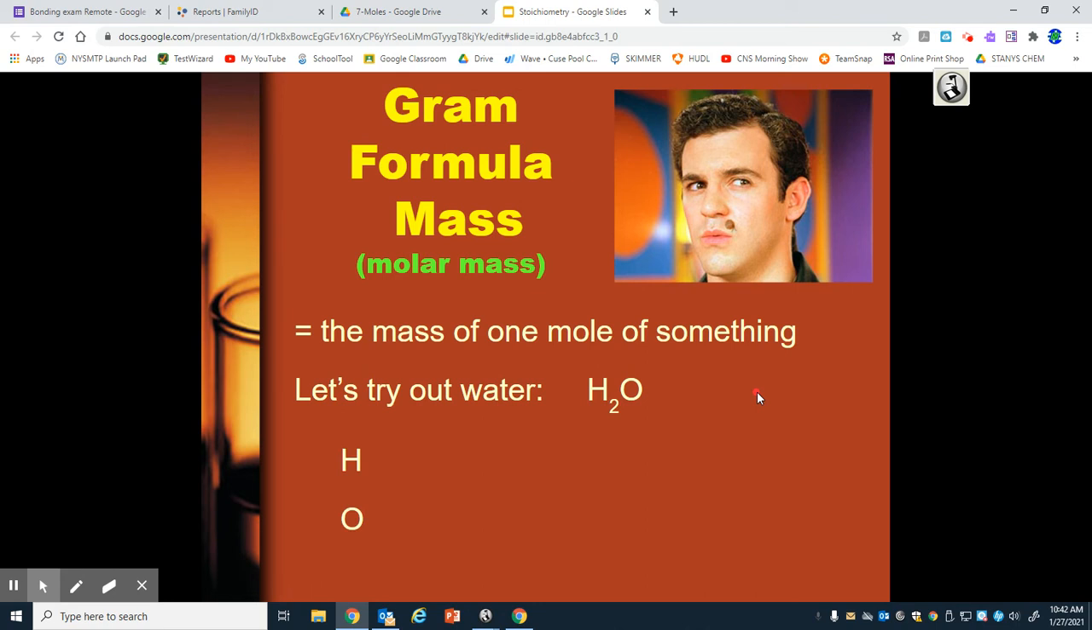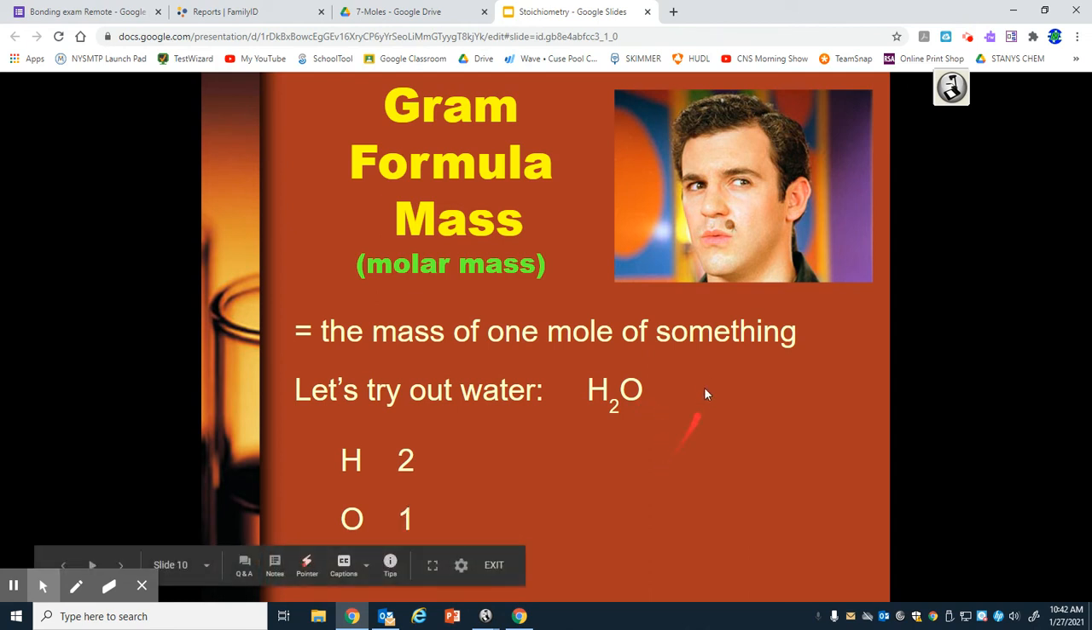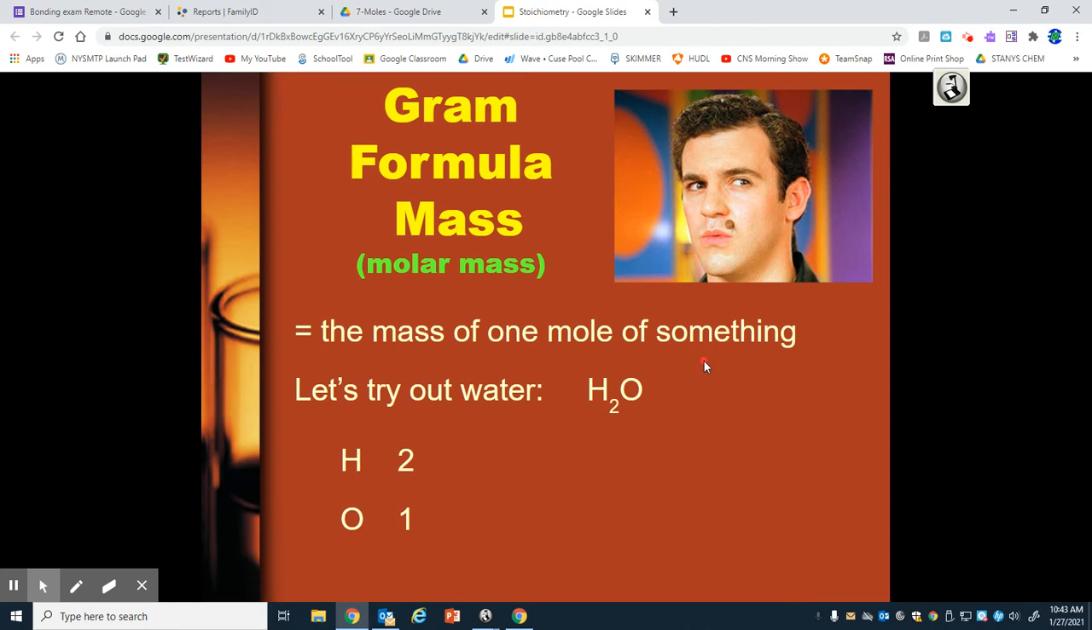Now we have to identify how many atoms of each of the elements we have. So here we have to take into account subscripts. These are the subscripts. Since there's a 2 next to the hydrogen, that means we have 2 hydrogen atoms. And there's no subscript here, which means it's a 1, so we have 1 oxygen atom. To figure out the GFM for water, we have to look up the mass of hydrogen on the periodic table, and the mass of oxygen on the periodic table.